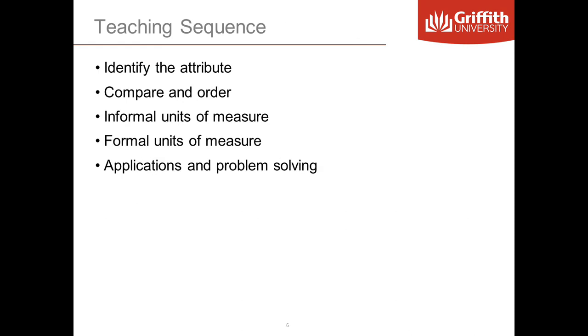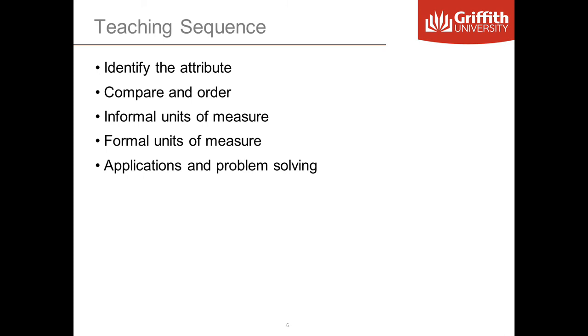Finally, and this is in your informatic that you need to start thinking about, the informatic will take you through this in much more detail. So here is our teaching sequence. First of all, the children need to identify whatever attribute it is. So if it's length, they need to be able to articulate that attribute and separate that attribute out from colour or shape or any of the other attributes that are there.